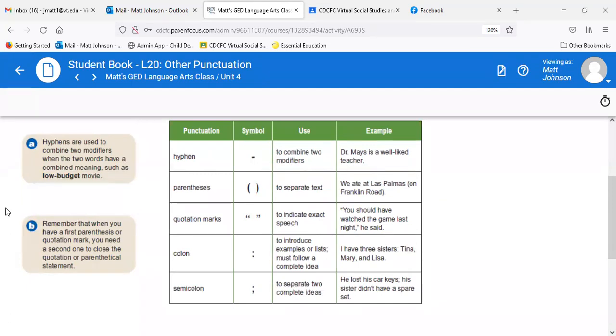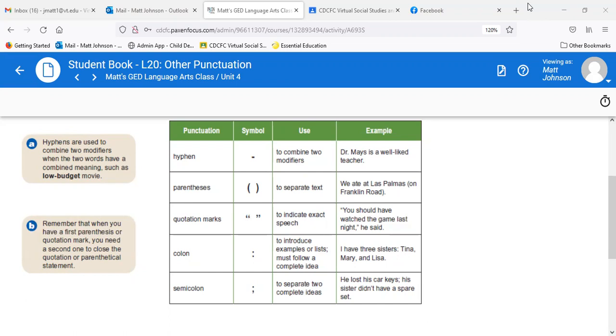So how do we use these other types of punctuation marks? A hyphen. And then we have our symbol, right? It's the little dash. There's two different dashes. This one is the littler one, and it combines two modifiers. And their example, Dr. Mays is a well-liked teacher. So you kind of are morphing two words into one there, particularly when they're close in meaning.